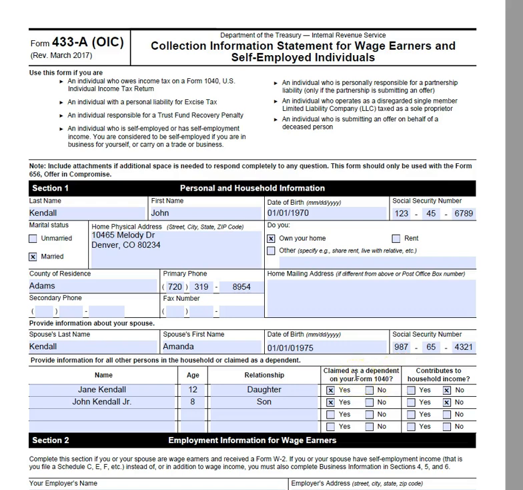First one is whether or not they are claimed as a dependent on your Form 1040. If they are not, and you mark no here, just know that you are not going to get credit for them in going through the offer process for any expenses related to them unless there is court-ordered child support. Then you also need to answer whether or not they contribute to the household income.